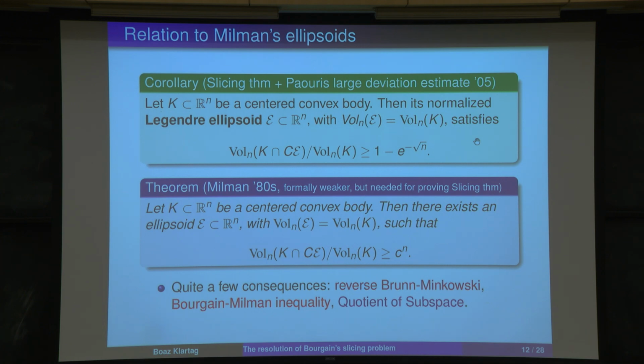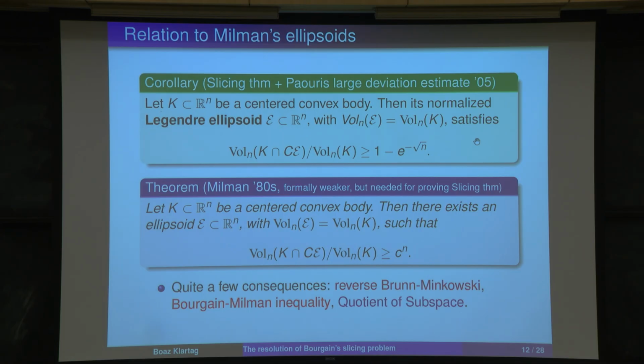But two things I have to say. First of all, we use Weizmann ellipsoid in our proof of the slicing theorem, so we cannot do anything without it in all proofs. And second, that theorem, although it looks weaker, has quite a few consequences: the Bourgain inequality, reverse Bourgain-Minkowski, which I've said. This is nothing. So yeah, okay.